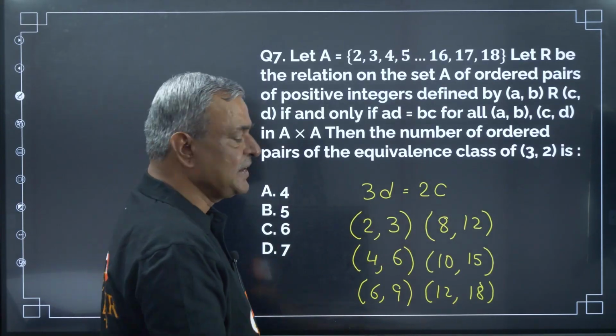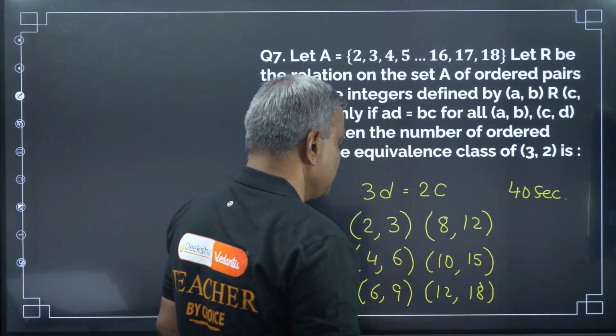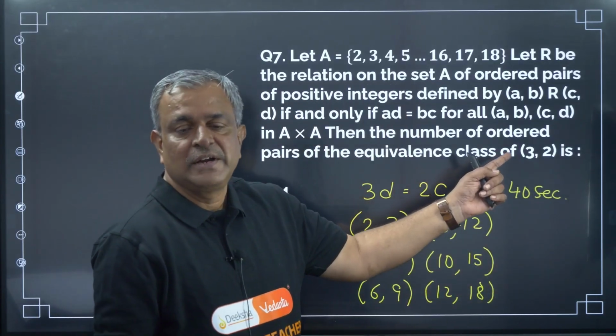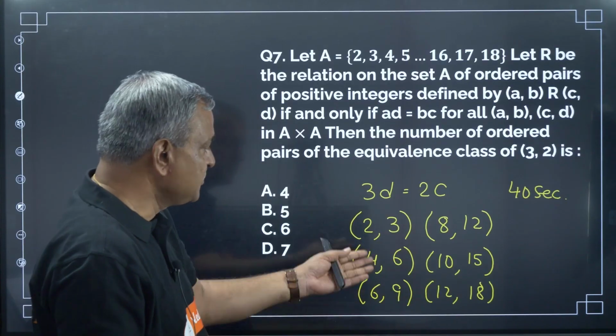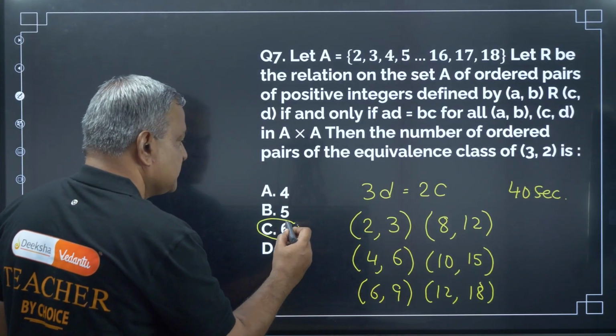Okay, so it hardly takes 40 seconds. I'm giving more time only, because the reading itself you will waste 10 seconds, and the ordered pairs. These are the ordered pairs that satisfy. Option C is the correct one.